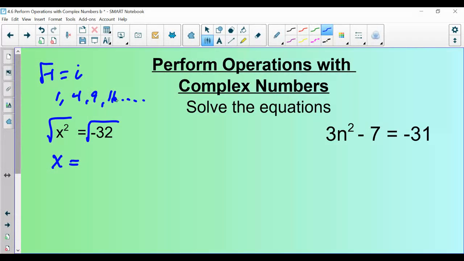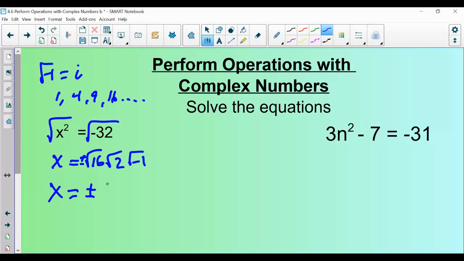The biggest perfect square factor is 16, so you would break up the square root of 32 as the square root of 16 times the square root of 2. However, this is also a negative 32, not just 32, so you also have a square root of negative 1. Remember, when you take the square root of both sides, you also have that plus or minus. So we can do some simplifications here. We have x is equal to plus or minus.